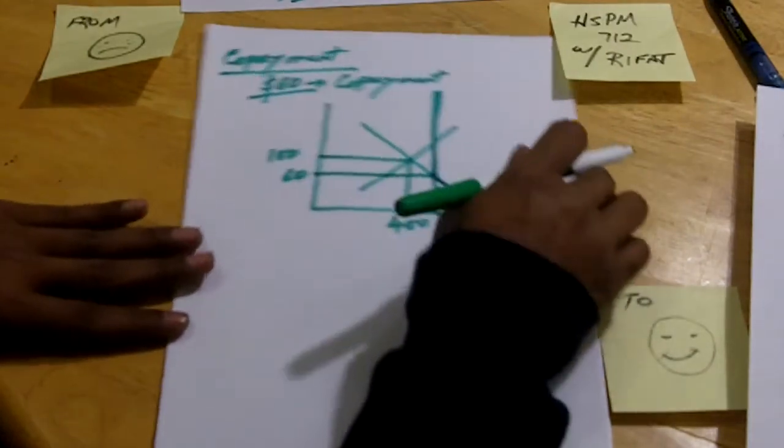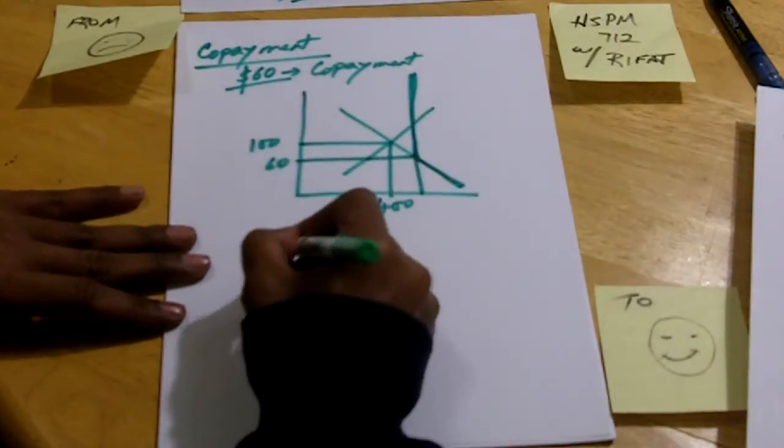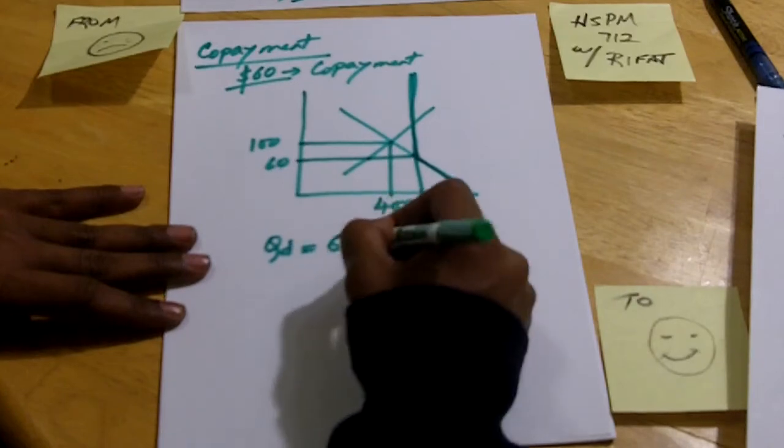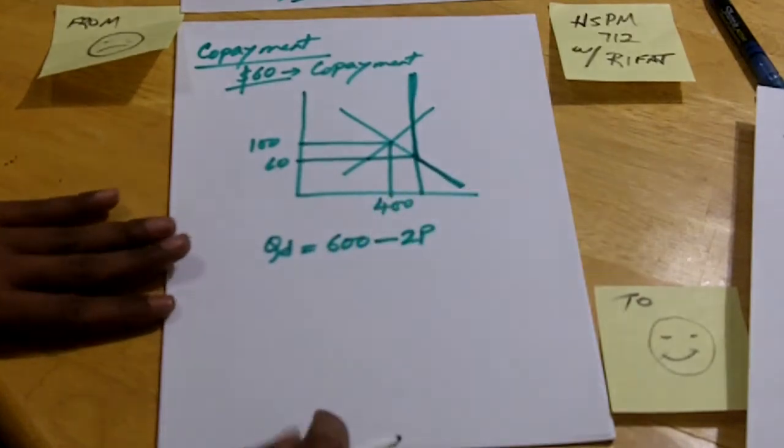Now how can we do the math? If it is Qd and we look at our earlier equation, 600 minus 2P.